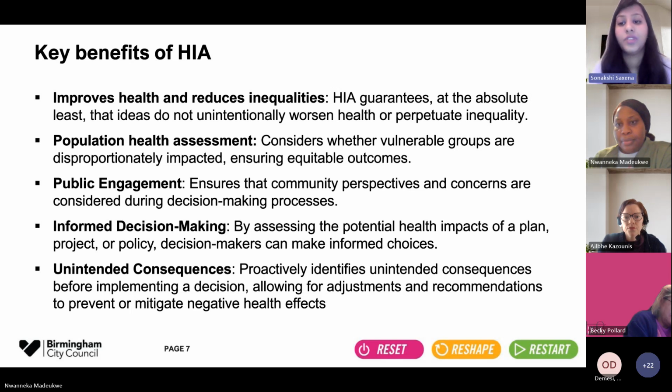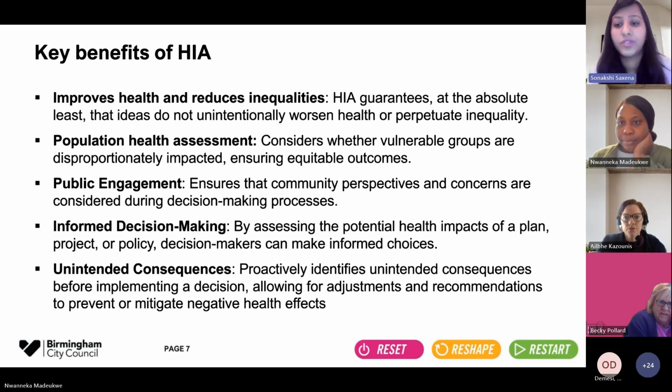It's particularly useful in assessing whether vulnerable groups are disproportionately affected, helping to ensure equitable outcomes. It involves public engagement, one of the critical aspects of HIA, a structured method for involving the public. It means engaging with those who will be directly affected by a proposal. Their concerns, needs, and perspectives are all integrated into decision making, ensuring that decisions are grounded in community input.